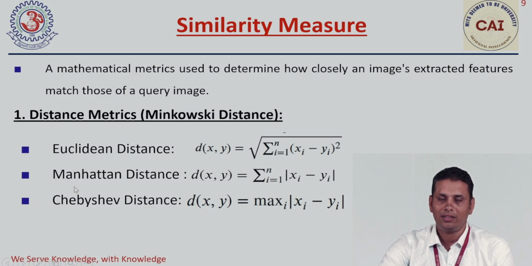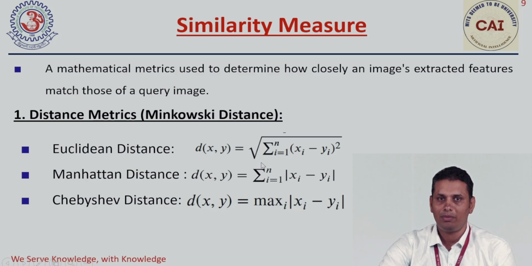The next one is Manhattan distance. It is also one type of image representation. It is represented as the sum of the differences between image 1 and image 2. It is not a square, it is a sum. Each and every pixel value will be mapped between the images. The next one is Chebyshev distance. The maximum value between two images will be evaluated: among the differences between each and every pixel value, the maximum value is considered here.